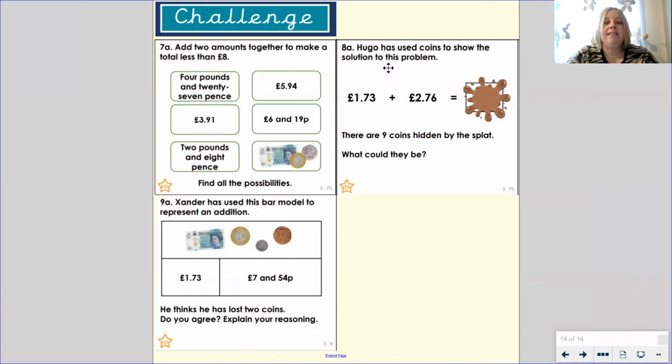Finally, Xander has used this bar model to represent an addition. He thinks he has lost 2 coins. Do you agree? Explain your reasoning. And it's really important that you write that sentence to explain your reasoning.